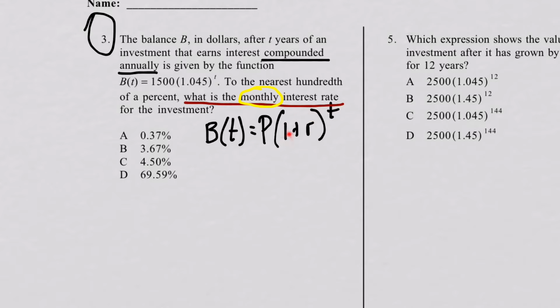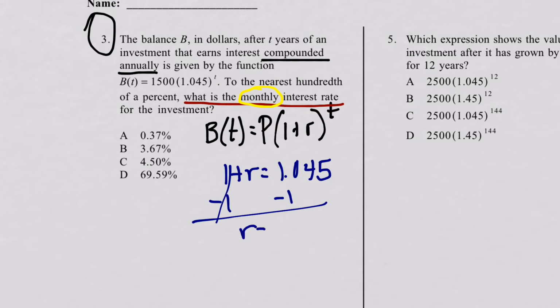First, let's solve for R. It's actually a real simple equation. What you do is you say 1 plus R equals 1.045. This part right here is the inside of the parentheses, so it's 1 plus R. I solve that for R by simply subtracting 1. If you subtract 1 from both sides, you're done. R is 0.045.